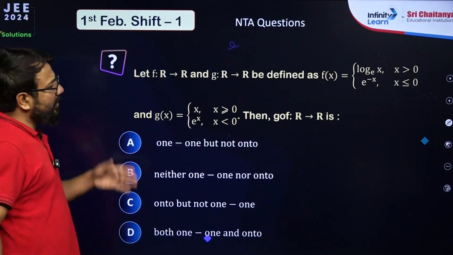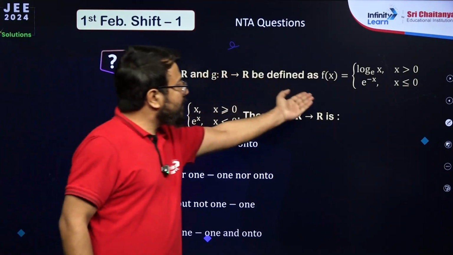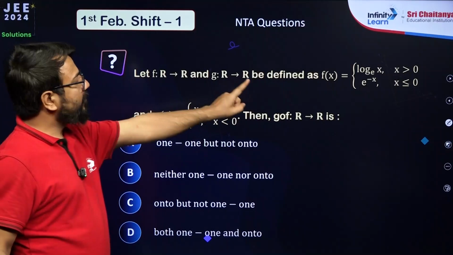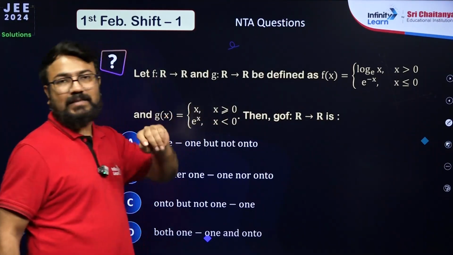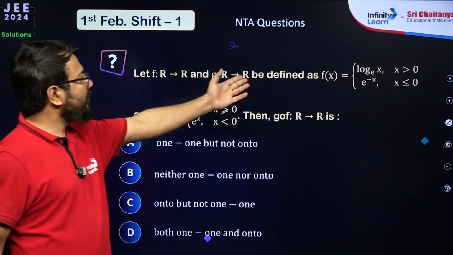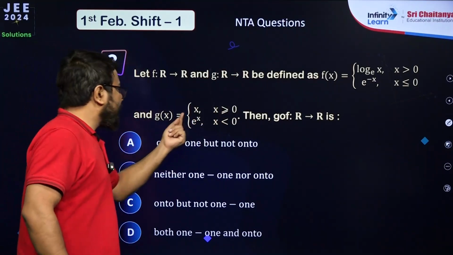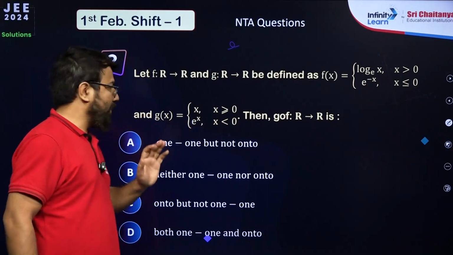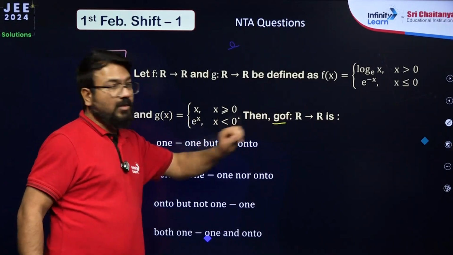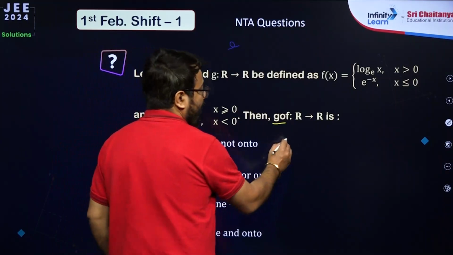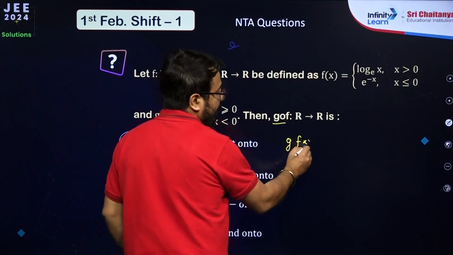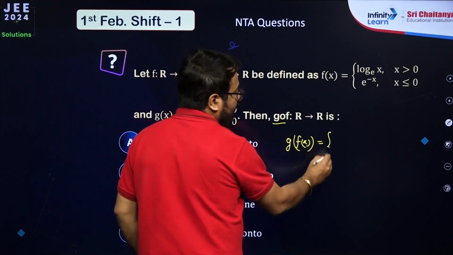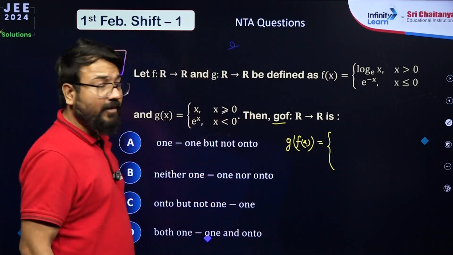Moving ahead to the next question, here we have another question. f(x) is being given to you: log x for x greater than 0, e raised to the power minus x for x less than 0. This is the function f(x). g(x) is x for x greater than 0, and for x less than 0, e raised to the power x. They are talking about this g of f function. That means they are talking about g of f(x).